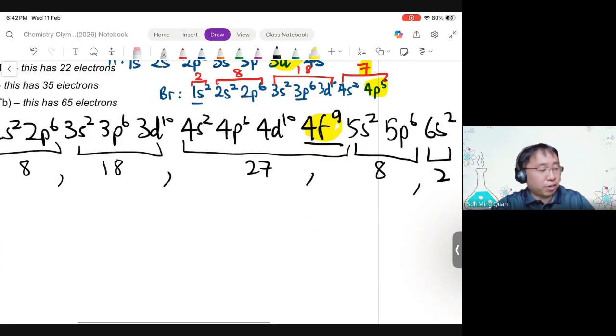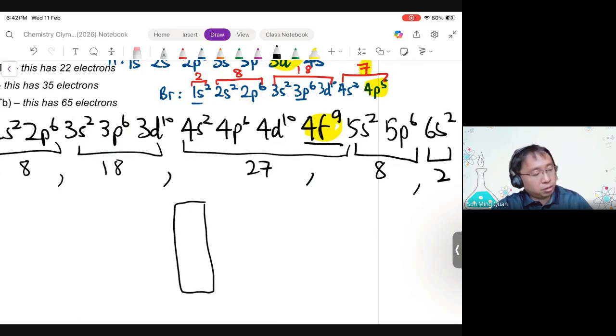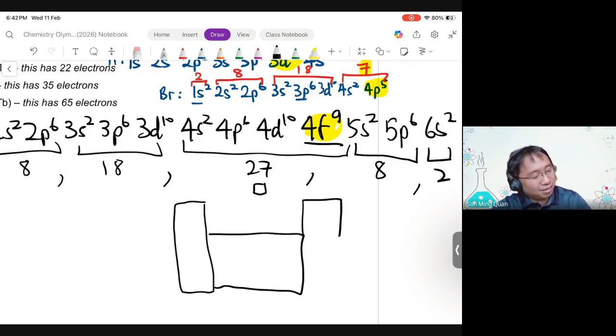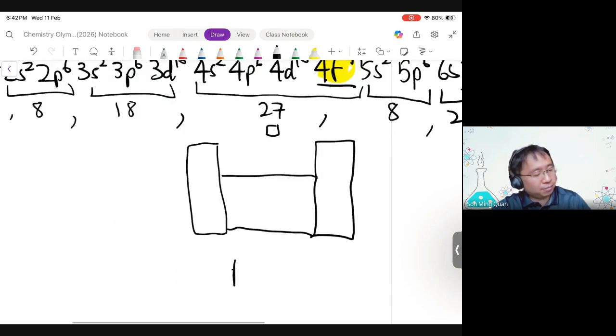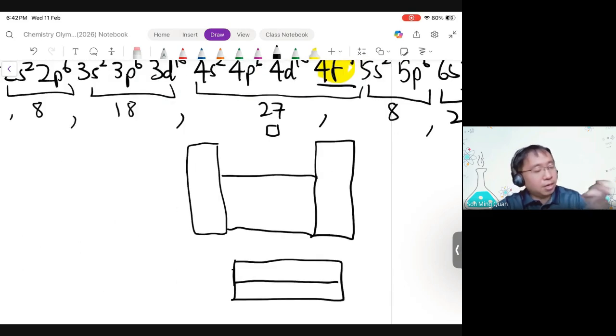If you look at the periodic table, Mr. So's drawing is no good. The periodic table looks like this. Where would you find sodium? Sodium is found here. Where would you find titanium? Titanium is found here. Where would you find bromine? Bromine is somewhere here. Where is terbium? Terbium is somewhere here.